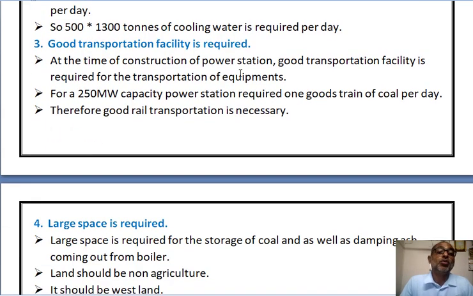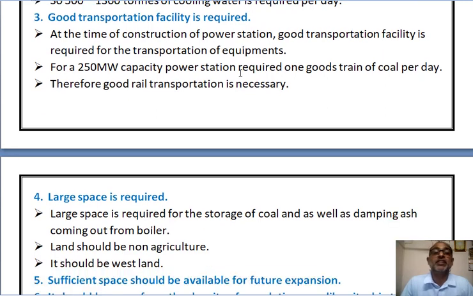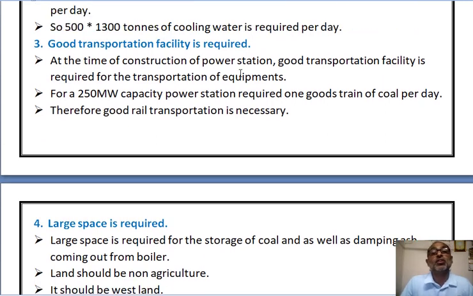Now third, good transportation facility is required, because at the construction of the power station, good transportation facility is required for the transportation of the equipment which is required in the thermal power station. Now a 250 megawatt capacity power station requires one goods train of coal per day. That means due to this reason, good rail transportation is necessary.